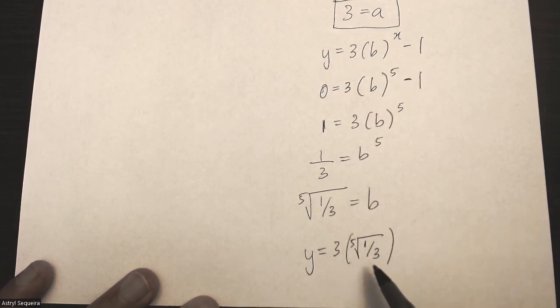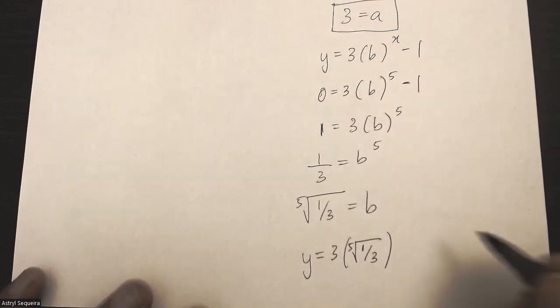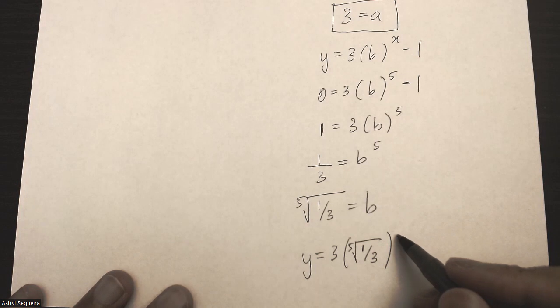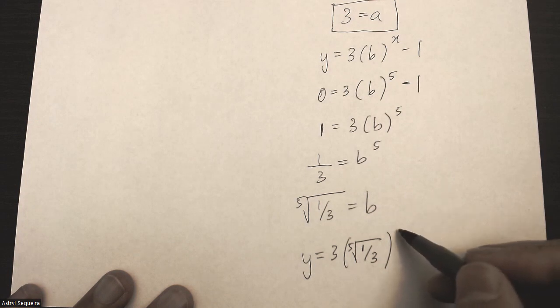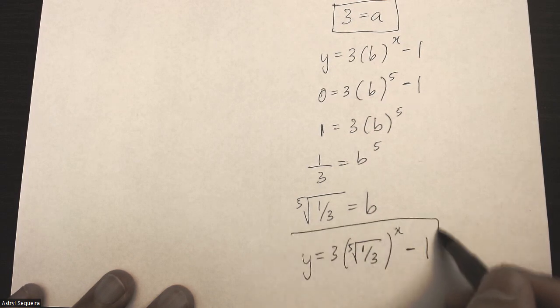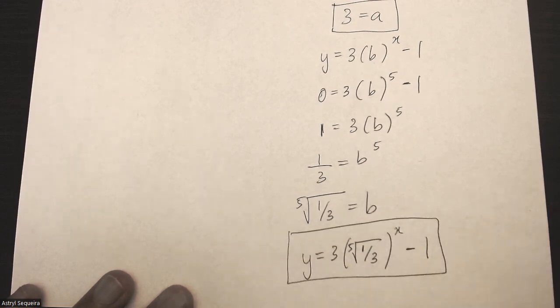So as you can see, this is exponential decay because we didn't select a reflection in the y-axis. And then my value here is going to be to the power of x, minus 1. That is my equation there.